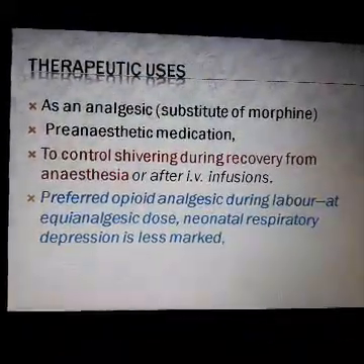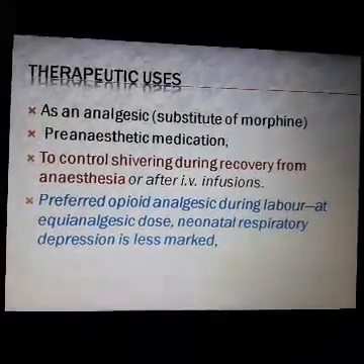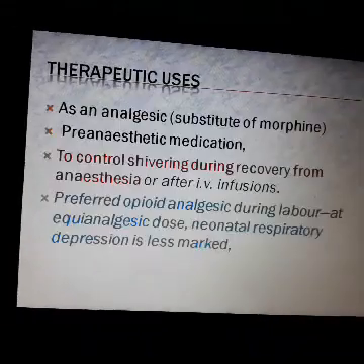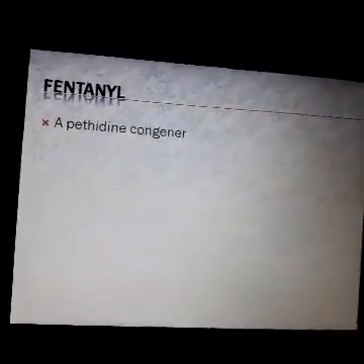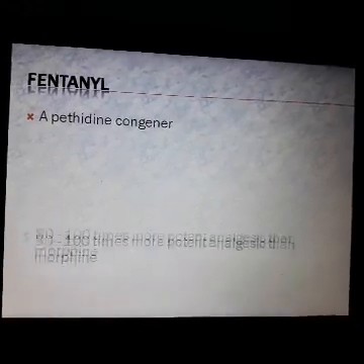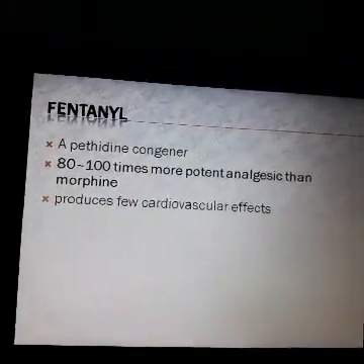It is a preferred opioid analgesic during labor. That is an advantage over morphine. So in an acute analgesic dose, neonatal respiratory depression is less marked. So these are the uses of pethidine. Fentanyl, we have discussed it in general anesthetics. It can be used as an IV anesthetic. It is a pethidine congener and is more potent than morphine, 80 to 100 times more potent than morphine.